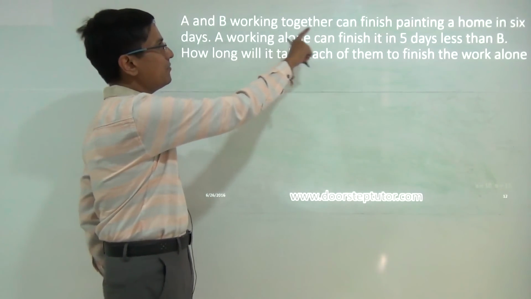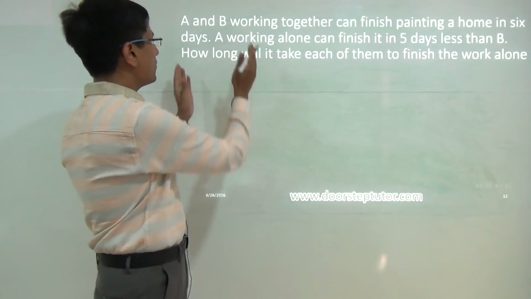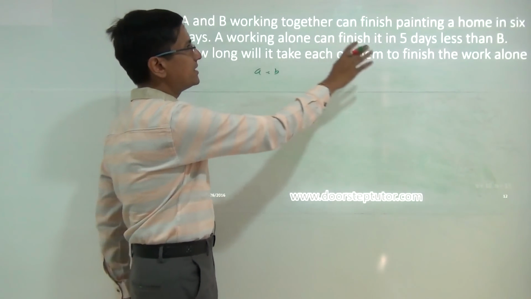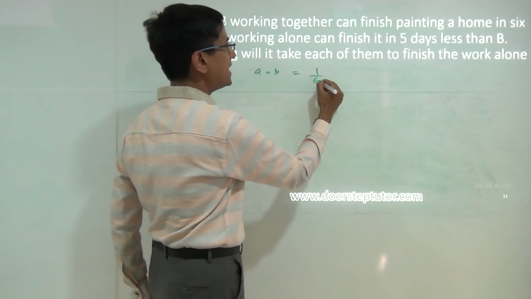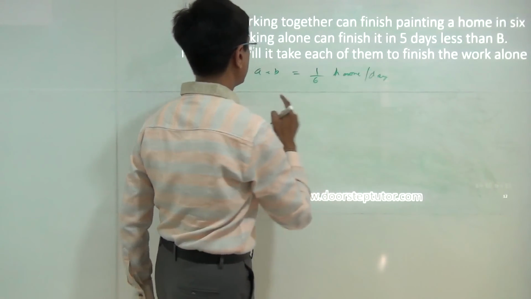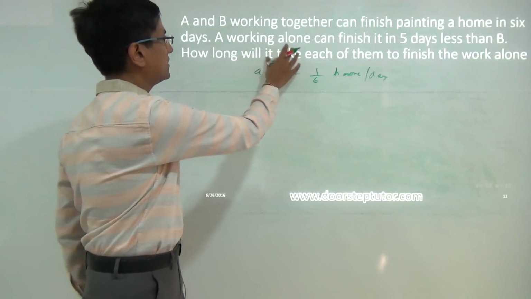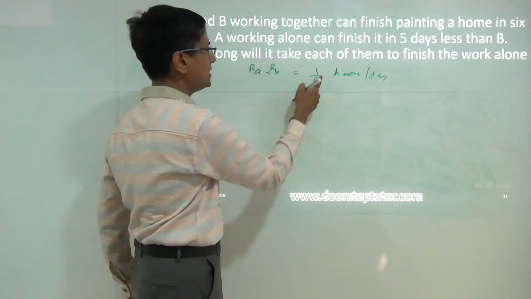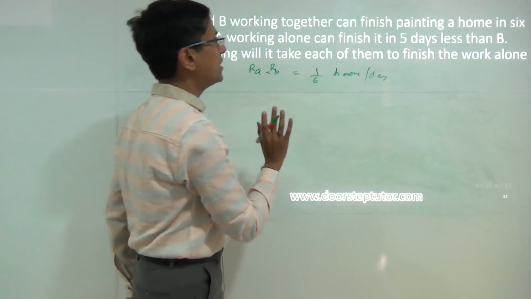A and B working together can finish painting a home in 6 days. So we are already given this data, that if they are working together, A plus B, they can finish the job in 6 days. So what is their combined rate of work? Their combined rate of work is 1/6 home per day. This is already given. So rate of A plus rate of B is 1/6 home per day. Together they complete 1/6 of a home in a day.